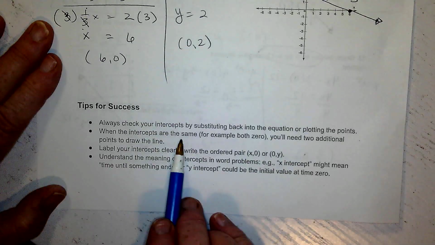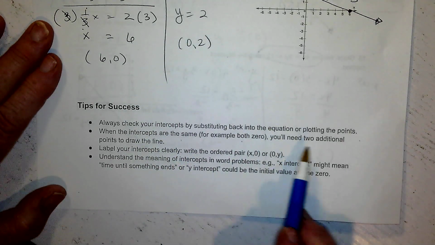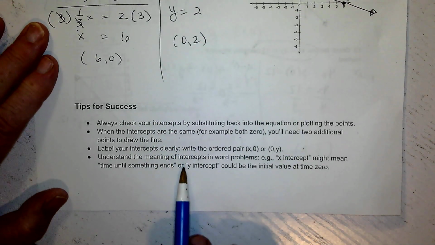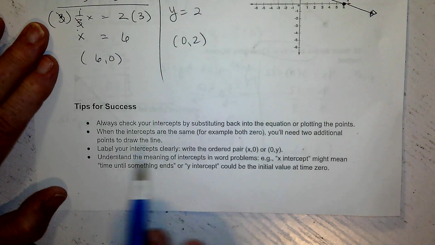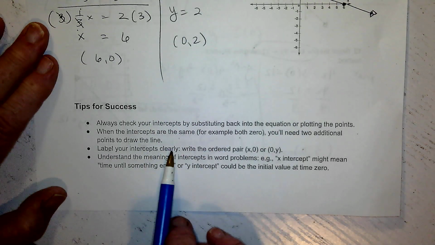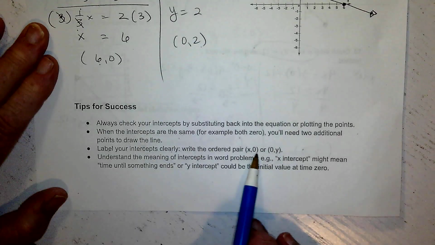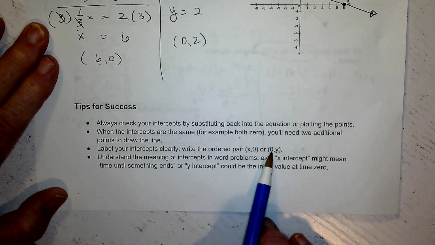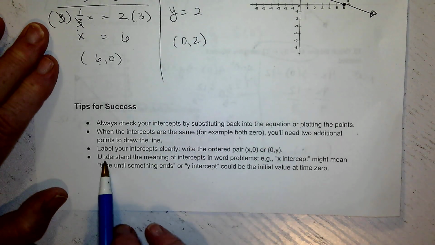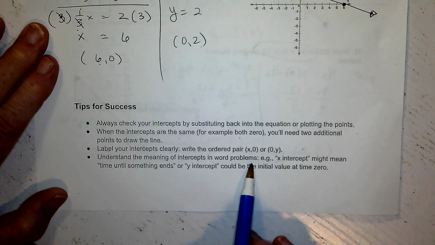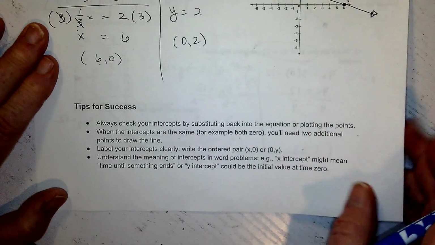When the intercepts are the same, both (0, 0), you're going to need to choose another point to draw a line, because you have to have at least 2 points to draw a line. Label your intercepts clearly in this method: the x-intercept has 0 for y and the y-intercept has 0 for x. Understand the meaning of the intercepts in word problems. We're going to do that in a later section.